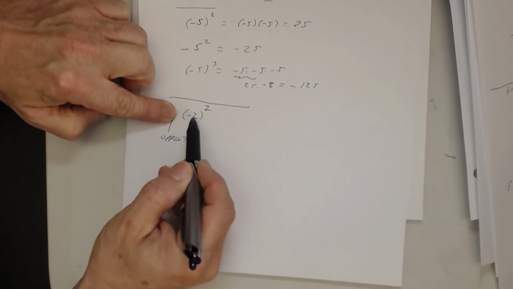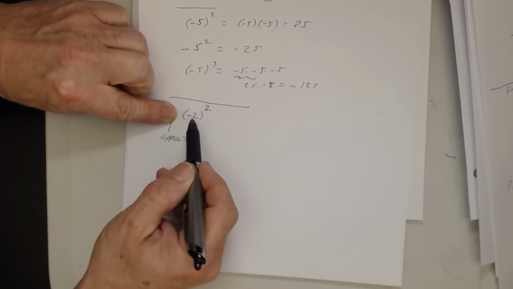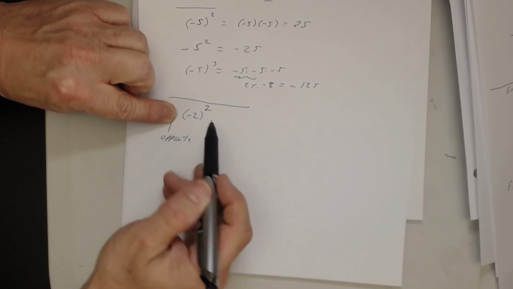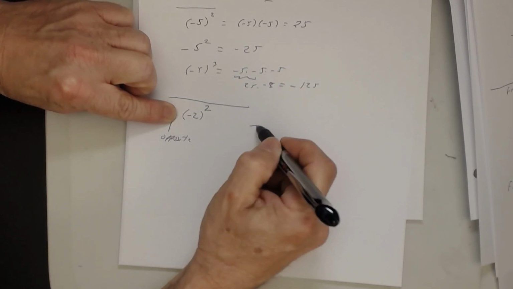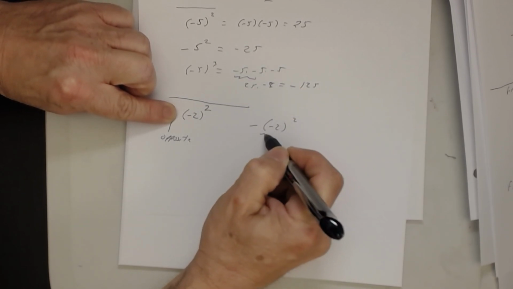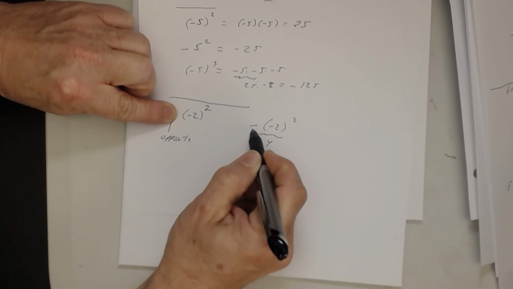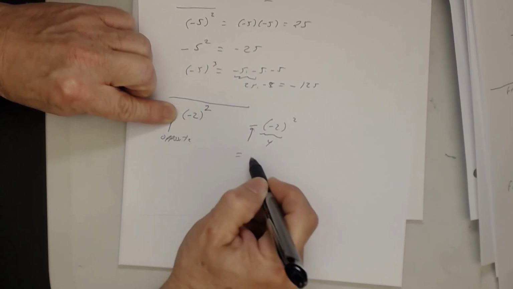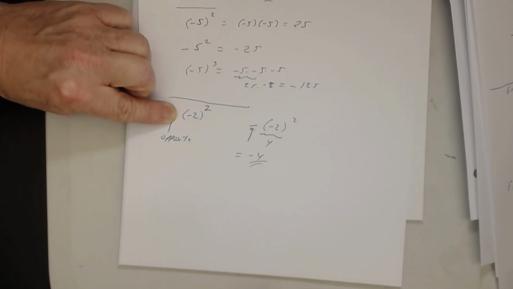What's -2? And -2 is the base, right? What's -2 squared? 4. Okay, I'm going to go ahead and rewrite it. So that part's 4. This says I take the opposite of 4, which is a what? -4. So the answer is -4. Okay? That's all that is.